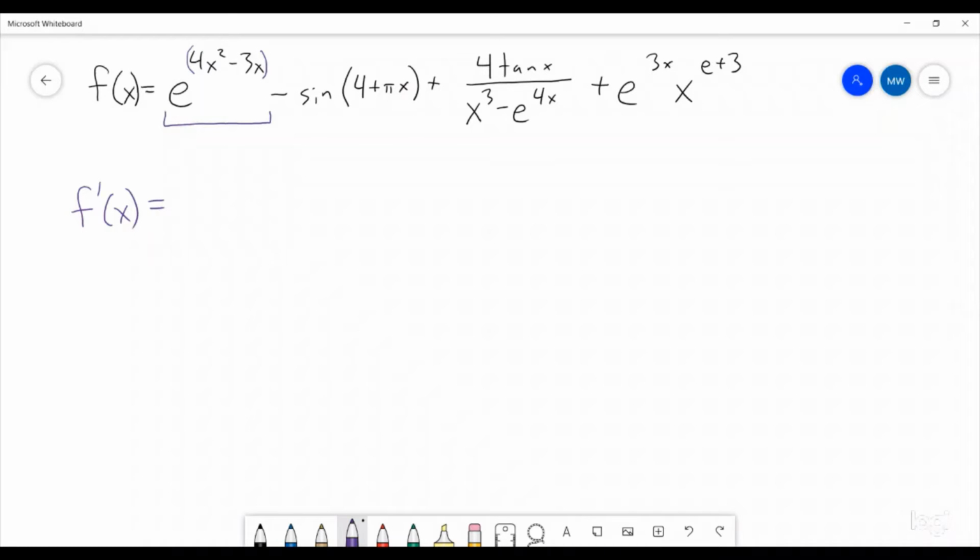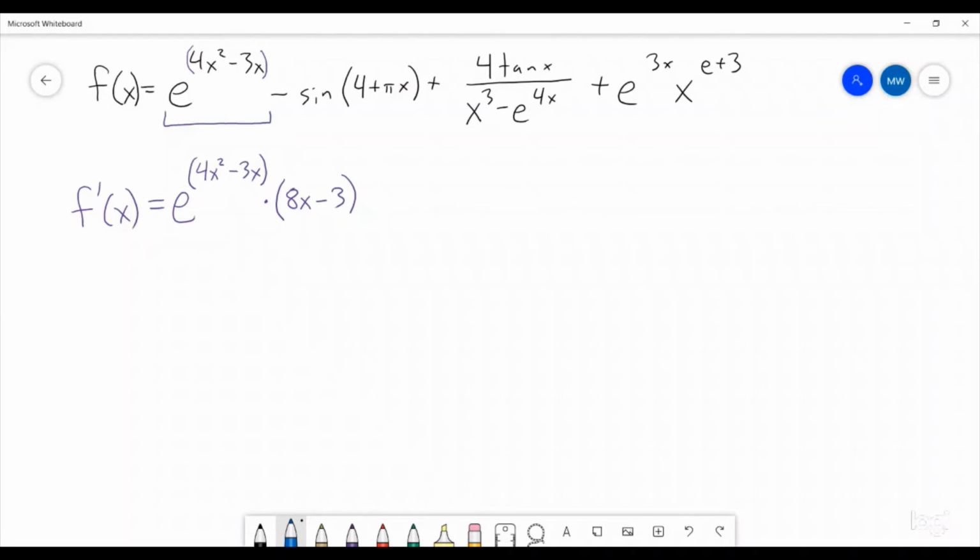So the chain rule says it'll be the derivative of the outsidemost thing. So the derivative of e to the x, well, that's just going to be e to the x. So it's e to everything that was inside already, multiplied by the derivative of that inside function. So the derivative of 4x squared minus 3x, that is 8x minus 3. That is the derivative of that first piece.